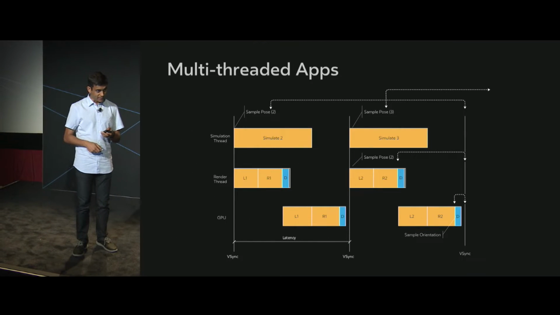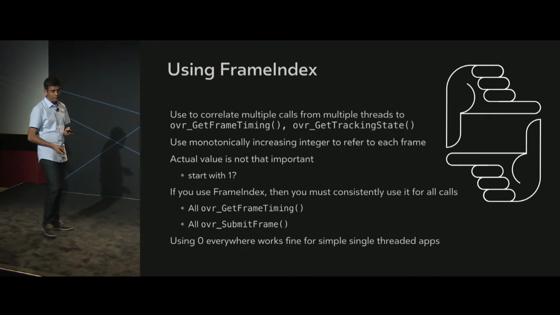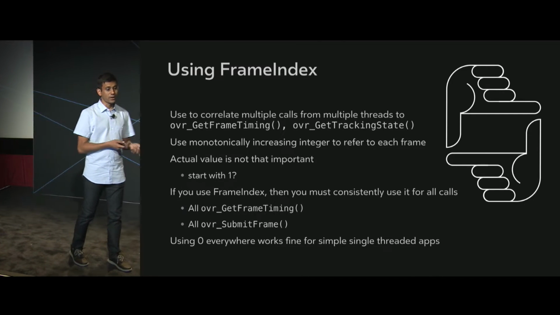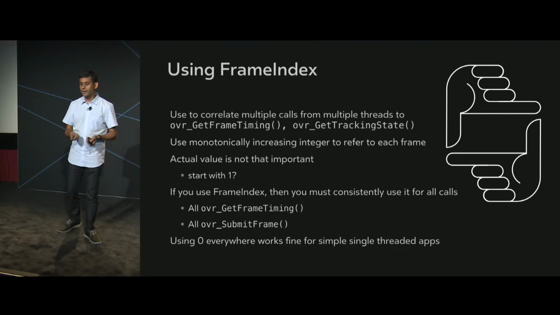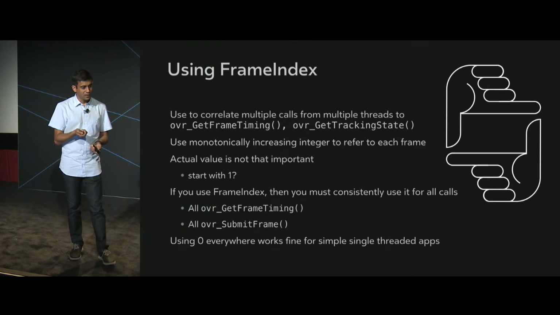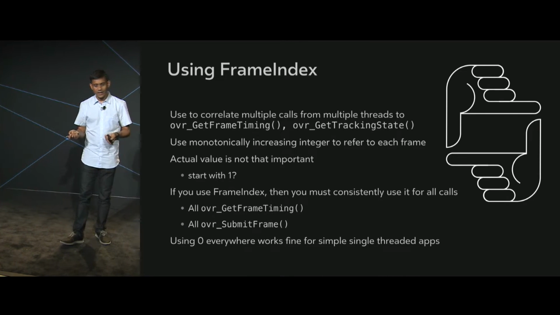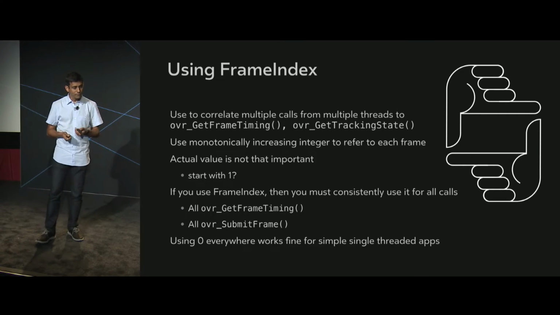So to help with this, we have introduced this concept of a frame index. What the frame index is, it helps you correlate multiple calls from multiple threads by referring to each frame by a frame index. So you come up with a monotonically increasing value to refer to each frame, and the actual value is not important, but you can start with any non-zero value, say like 1.